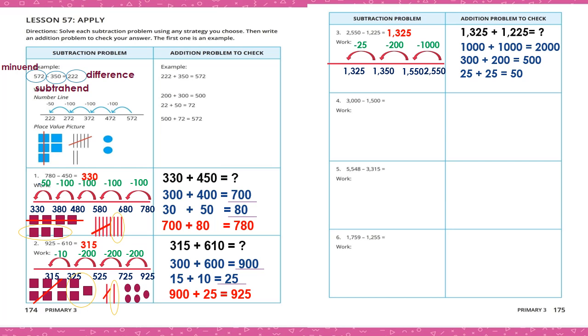To check your answer, make plus. Thousands with thousands equals 1,000 plus 1,000 equals 2,000. Hundreds with hundreds, 300 plus 200 equals 500. 25 plus 25 equals 50. So make plus to all results. The answer will be 2,550. So the difference is correct. You can complete the solving here alone and check your answers the same way.